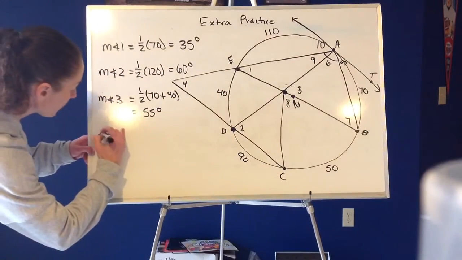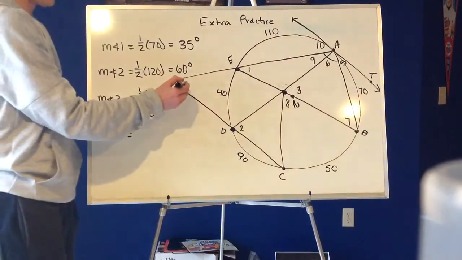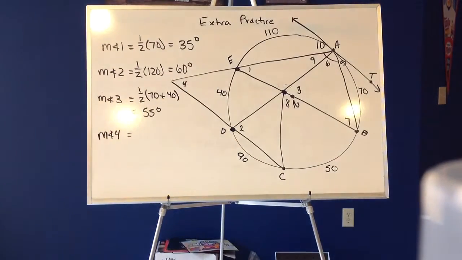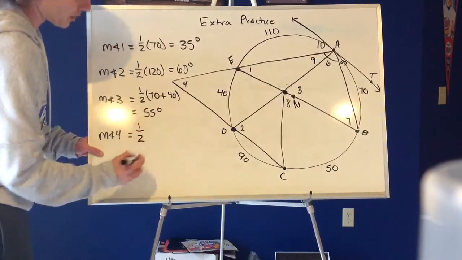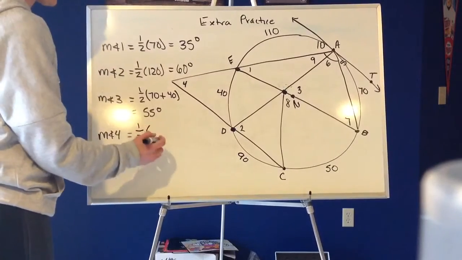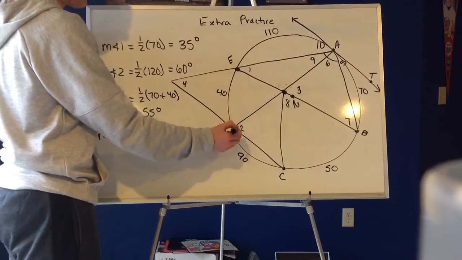For measure of angle 4, 4 is all the way out here. You'll notice 4 is an exterior angle because it is outside of the circle. Exterior angles are 1/2 the big arc minus the little arc. If I follow 4 out, I can see its little arc is going to be the 40.